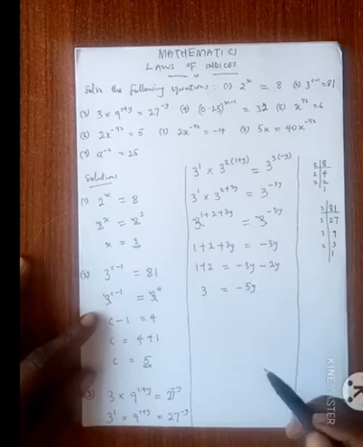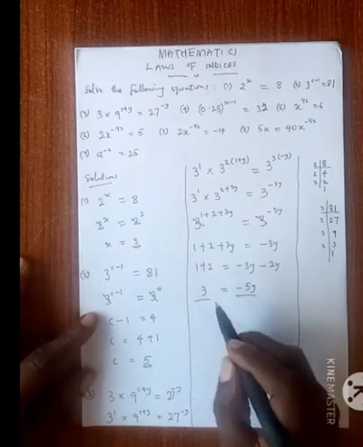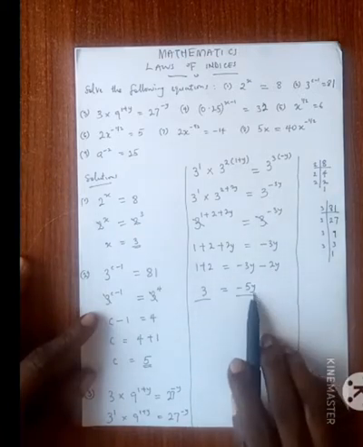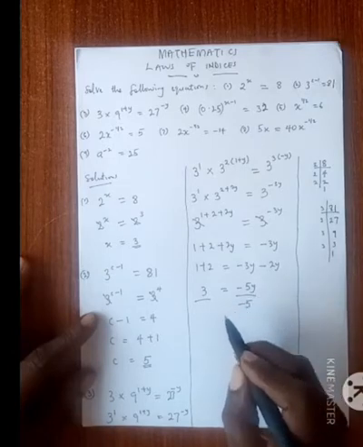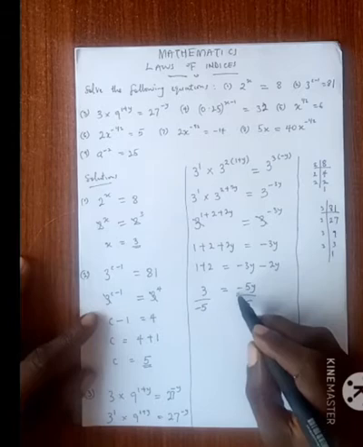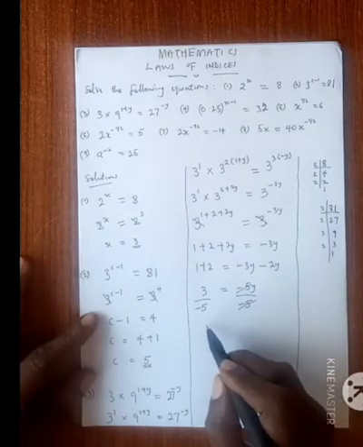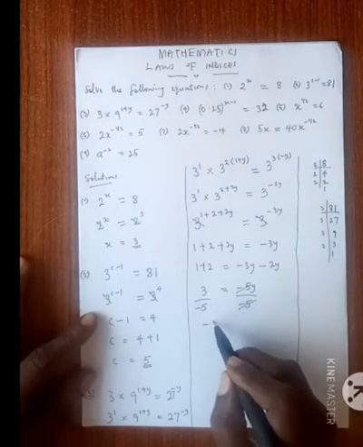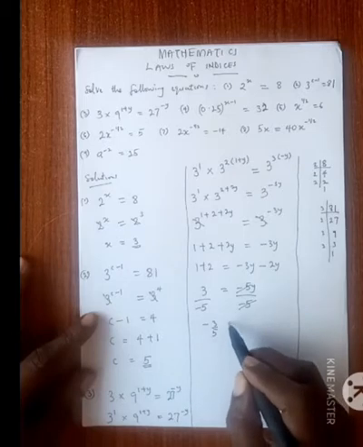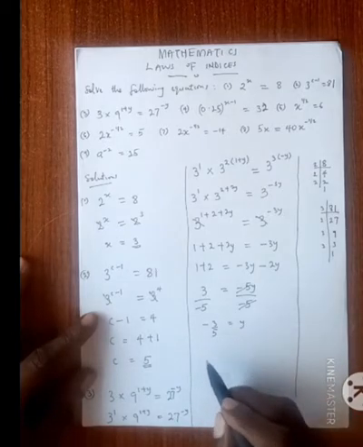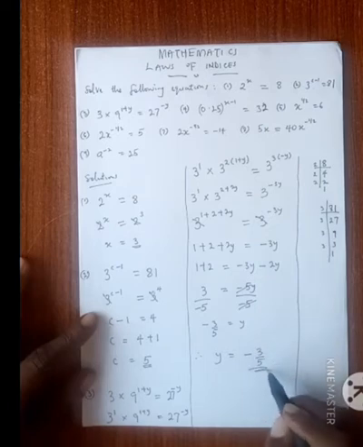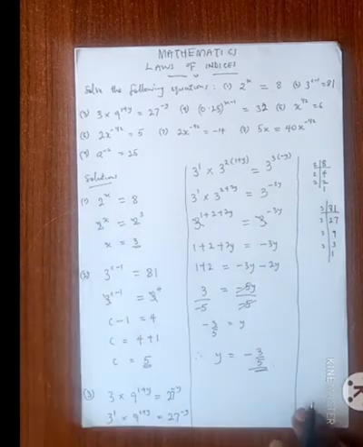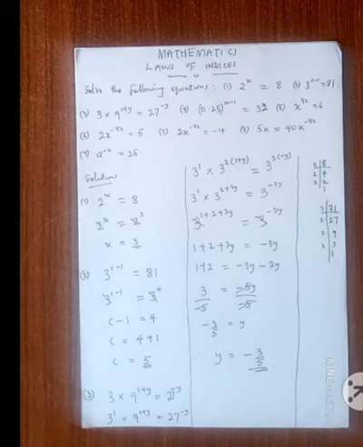So getting my y here means I have to divide both sides by the coefficient of y. And the coefficient of y this time around is what? Minus 5. So I'll divide this by minus 5, this by minus 5. And we can see that minus 3 over 5 is equal to y. Therefore, my y is equal to minus 3 over 5. So that is the solution to the third question.